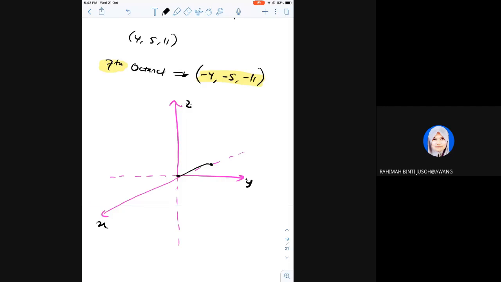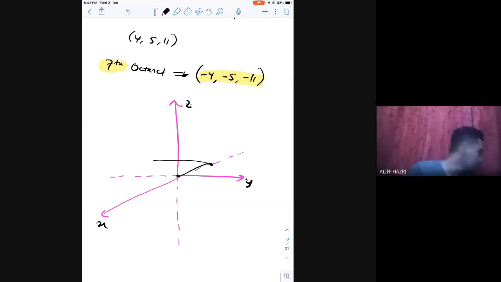Okay, so daripada 4 step at the back ni, kita move pada paksi Y pula. So paksi Y dia negatif. Negatif bermaksud dia bergerak ke kiri. So negative 5. Dia pun bergeraklah negative 5 ke kiri. Macam tu.